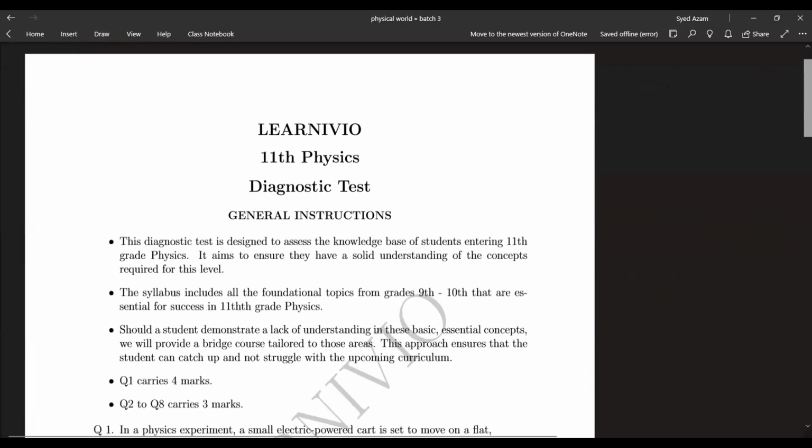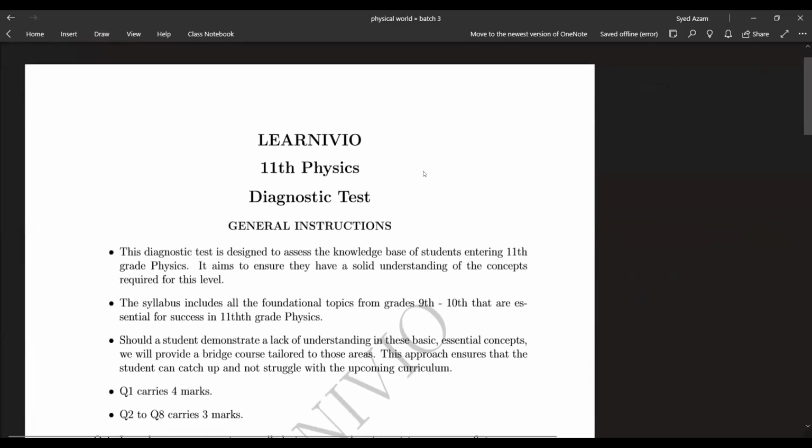There will be 8 questions and each question carries 3 marks. The first question carries 4 marks. When you enter class 11, some understanding of science and maths concepts is required for physics. The maths of class 11th and 12th, I'll teach separately. But for the maths of class 9th and 10th, I just want to see how much you already know, so that a bridge course can be provided.